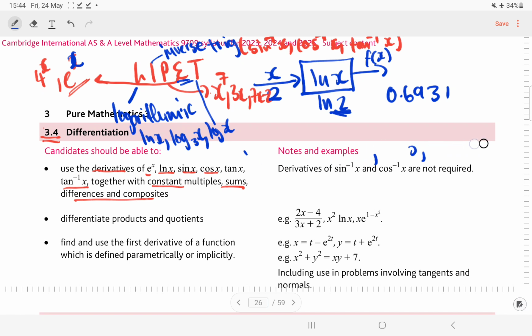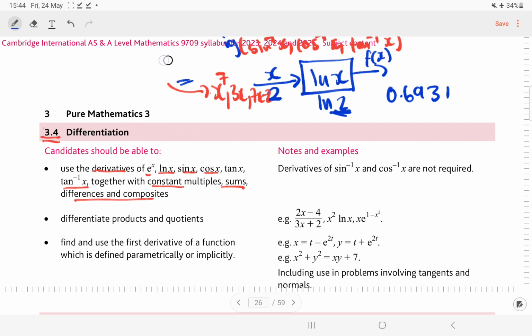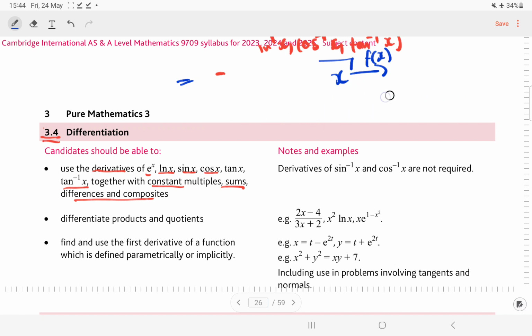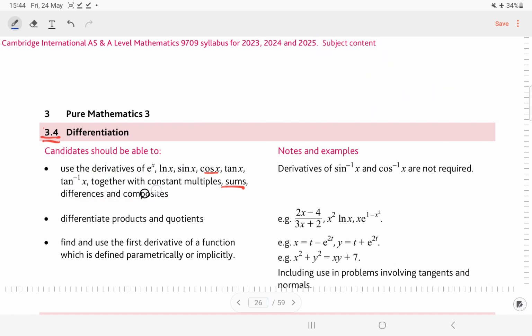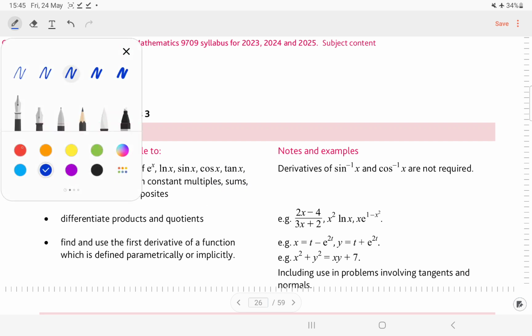So now, if you know this, let's talk about the types of differentiation which you now have to know. Okay, we say there are 6. Let's see the 6 types of differentiation, the differentiation of the different things. Let's see. First one is going to be here.